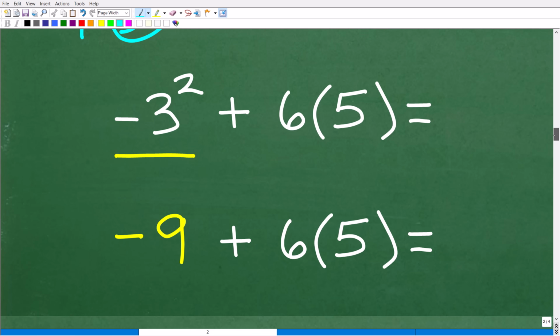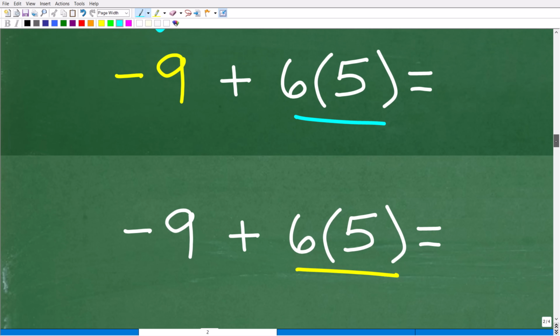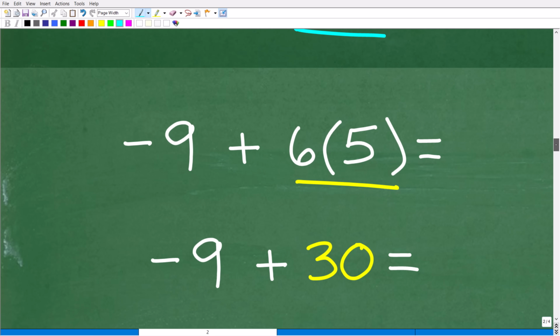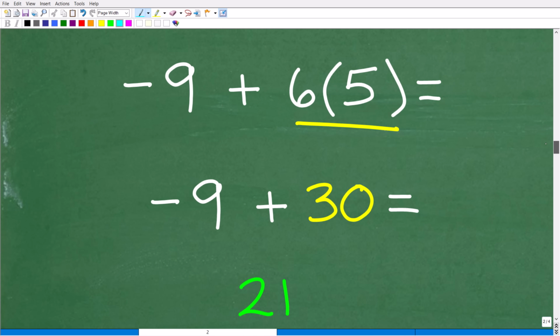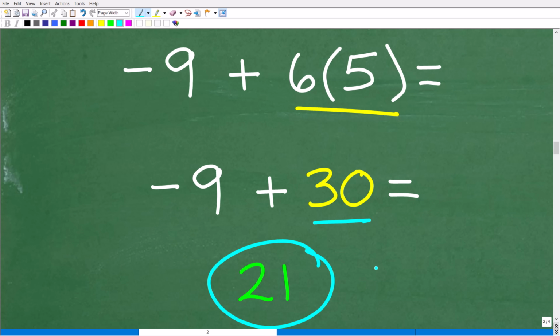Now at this point, we're doing our PEMDAS. We have to take care of the power, so this -3 squared is -9, not +9. And so we have -9 plus 6 times 5. That's going to be pretty easy to do here. 6 times 5, of course, is 30. So -9 plus 30 is 30 minus 9, and of course, the correct answer would be 21.